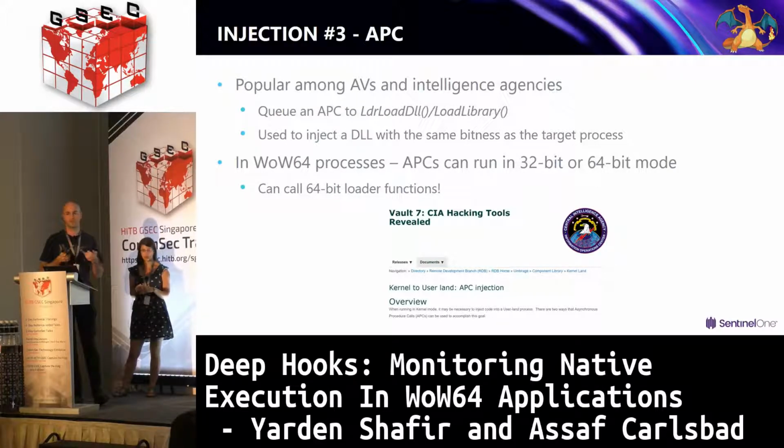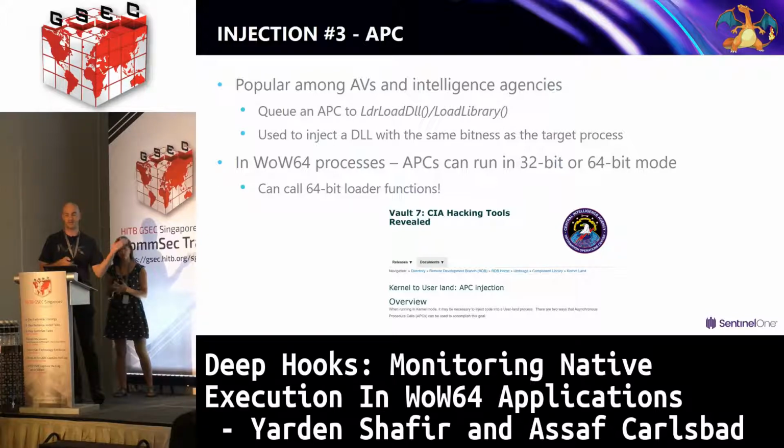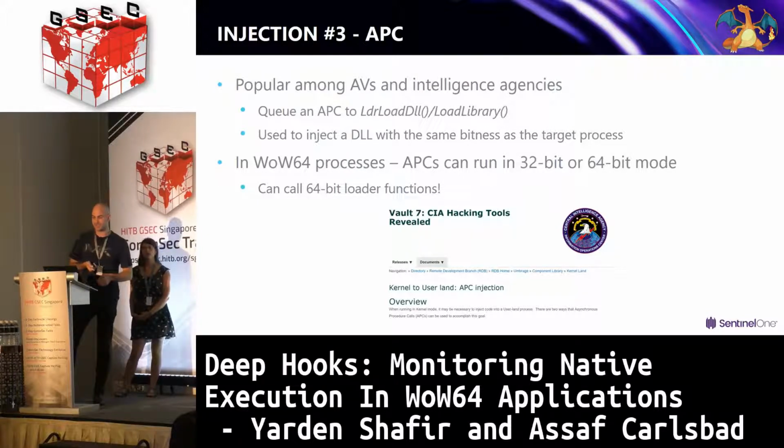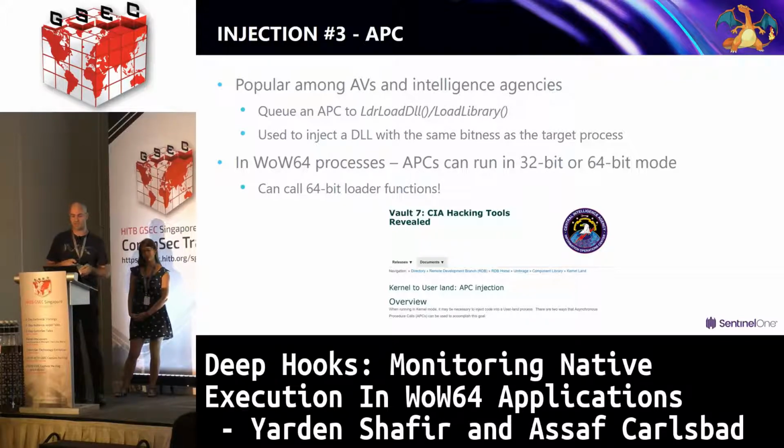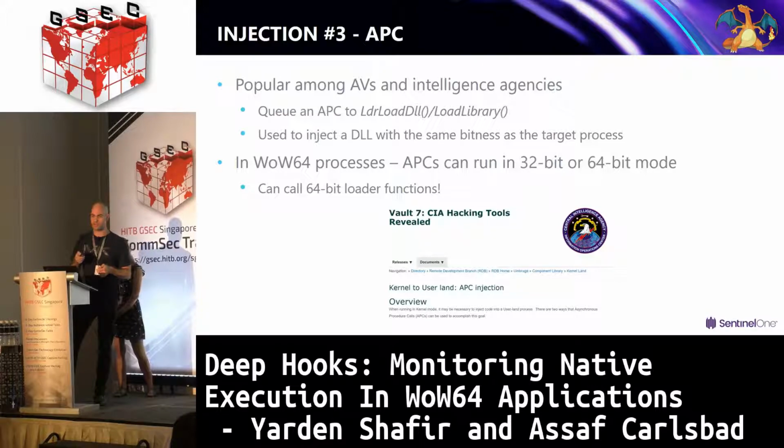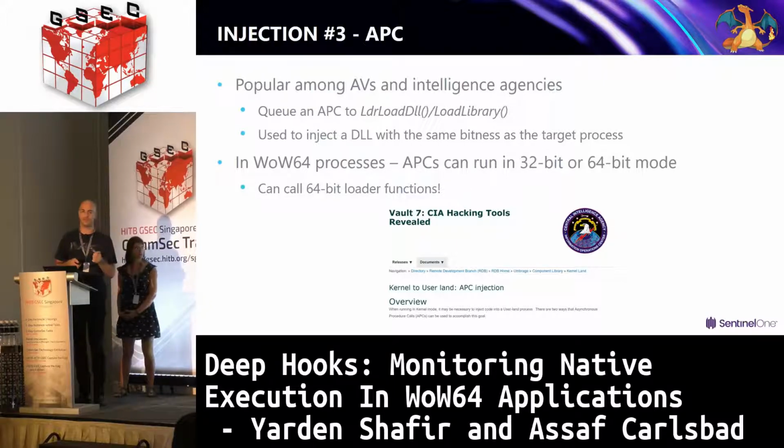Injection via APC is probably the most popular injection method used both by AVs as well as by some intelligence agencies, as you can see. They do this by simply queuing an APC, which ultimately calls a function such as LdrLoadDll, LoadLibrary, or one of its variants. And indeed, in most cases, this technique is only used in order to inject a DLL which has the same bitness as the target process. But what we should keep in mind is that in WoW64 processes, APCs can run both 32-bit code or 64-bit code, and in some cases, for example, when we queue our APC from a kernel mode driver, the default will be to run it in 64-bit mode, and that makes them great candidates for loading additional 64-bit DLLs.